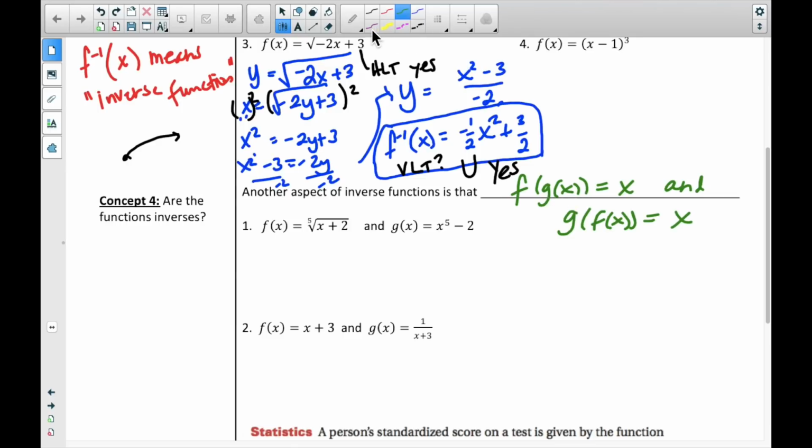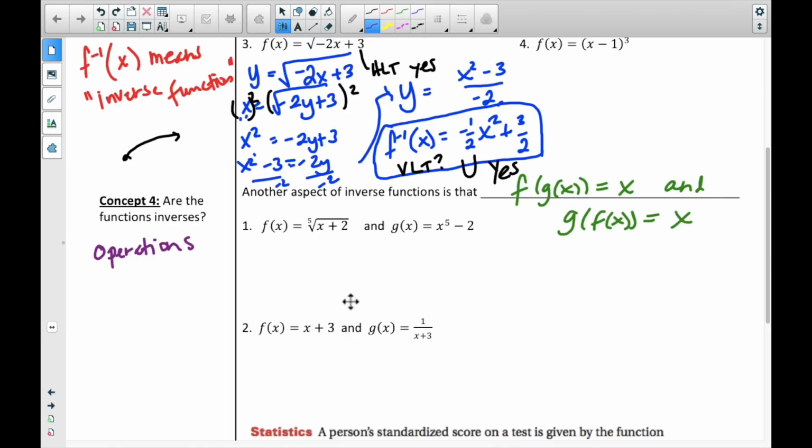So let me show you an example. Let's take a look at this first example. We have these two functions. The question is, are they inverses? Let's think about what that means. Remember, we need to think about what operations are being performed. So this is a fifth root, and this is a fifth power. This is an addition, and this is subtraction. So it seems like there's probably a good chance that these will be inverses of each other.